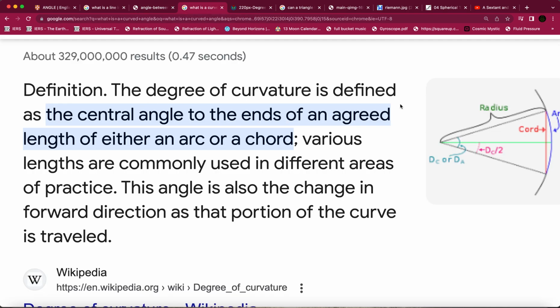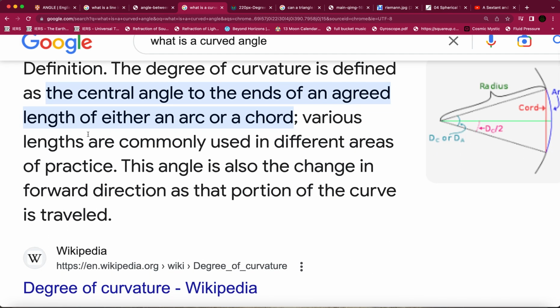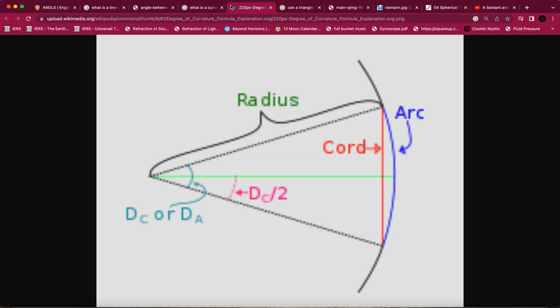Definition: the degree of curvature is defined as the central angle to the ends of an agreed length of either an arc or a chord. This is what a curved angle is. Various lengths are commonly used in different areas of practice. This angle is also the change in forward direction as that portion of the curve is travelled. So this is what we're talking about as a curved angle.